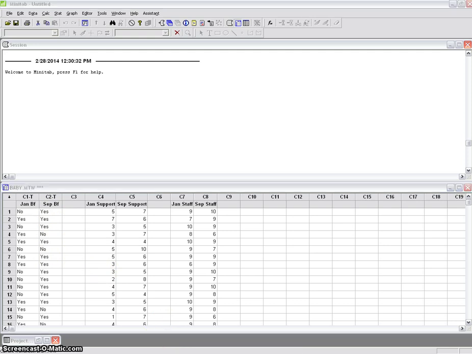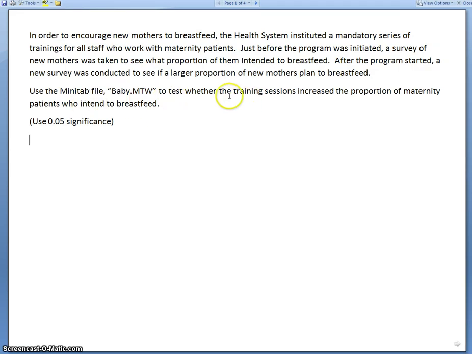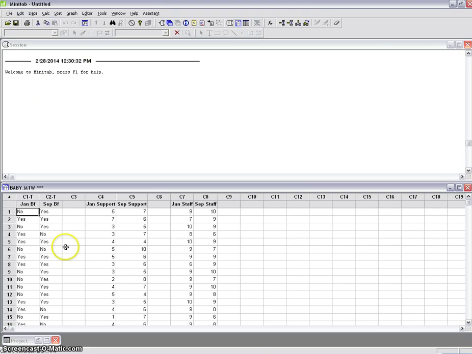So what we want to look at is the very last part here. We want to look at, did the training sessions help to increase the proportion of patients who intend to breastfeed? So we want to look at those who said yes before, then after the training sessions were initiated, those who said yes afterwards, to see if that proportion increased. So what I'm going to do is first look at the sample proportion for the January survey, and then the sample proportion for yeses for the September.